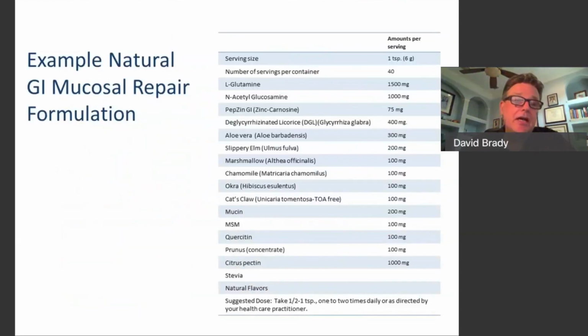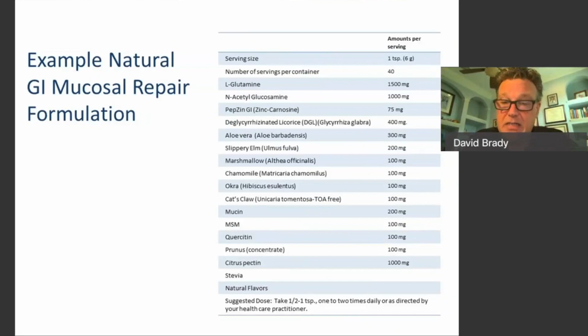So this is an example of a GI mucosal repair formulation. A lot of mucilaginous botanicals, things like slippery elm, aloe, marshmallow, chamomile, okra, cat's claw. These are all slimy herbs, mucilaginous herbs. And they used to be used because it was thought that the sliminess, the mucilaginous component, kind of coats the gut and lets it heal. A little bit of that may be true, but really you're using glycobiology.